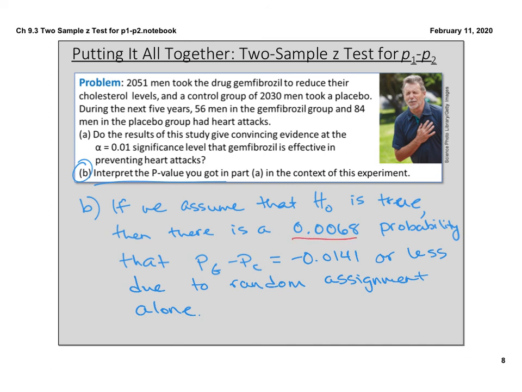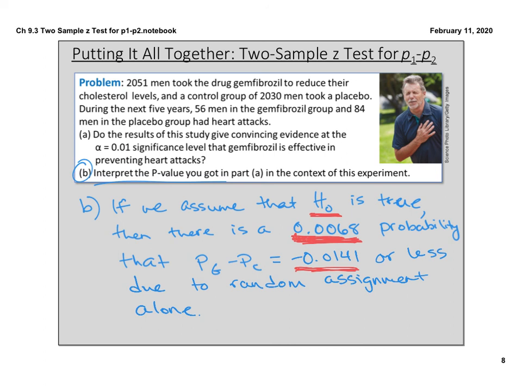let me change colors here. This is the probability that you get this difference, assuming that H0 is true. If H0 is true, the 2 are the same. This is your probability of getting this result, assuming that the 2 are the same. Since that probability is so low, that's why we have enough evidence to reject that null and say in favor of the alternative and say, nope, we don't think they're the same.